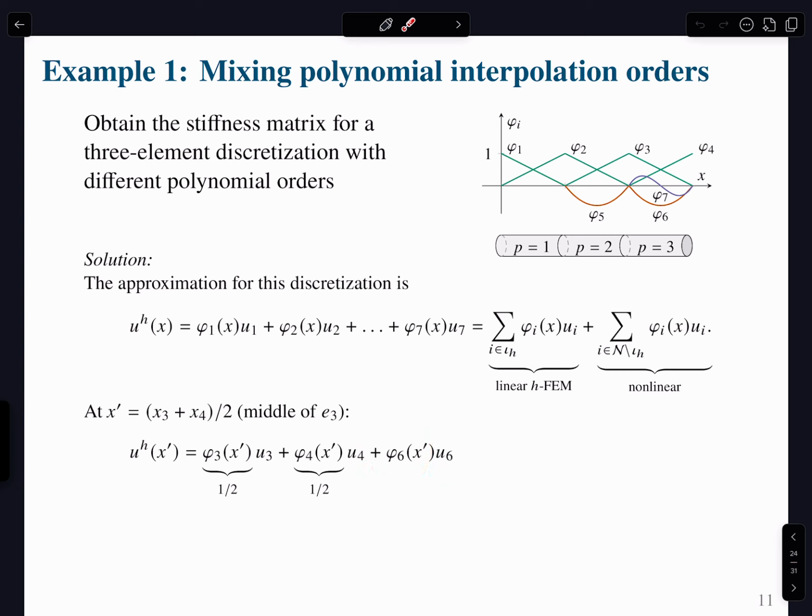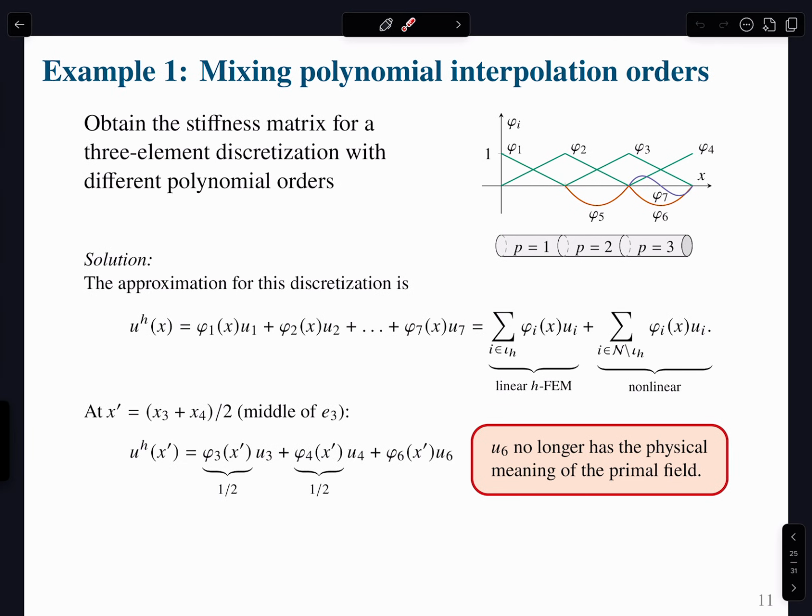But more importantly, I cannot associate that U6 to be the displacement at that field anymore. I cannot do that. So U6 no longer has the physical meaning of the primal field, and that is basically the change from 𝑝-FEM. In 𝑝-FEM, and keep this always in mind, the degrees of freedom that are associated with higher nonlinear polynomial shape functions no longer have the physical meaning of being the primal field. So they are no longer the displacement, they are no longer the temperature at that location anymore, right?